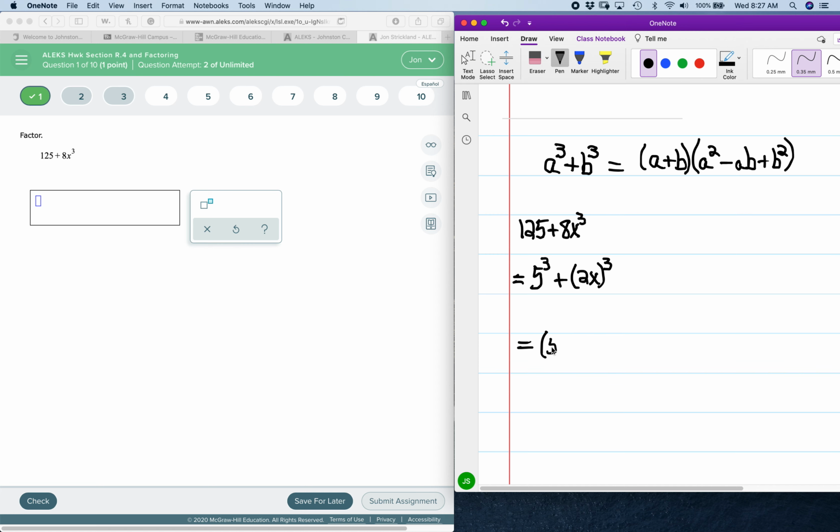So we have 5 plus 2x as the first order factor. And then for a squared, you have 5 to the second, minus ab, the subtraction of 5 times 2x, and with b squared, this would be 2x quantity squared.